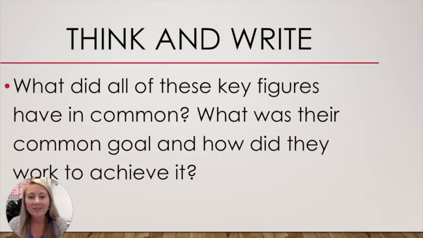Now that we've learned a little bit about 4 key figures of the American Revolution, it's time to take everything we've learned and put it together. So I have a question for you, and as soon as you hear me explain the question, you can pause the video and do your writing. And remember, write in complete sentences. Here's the question. What did all of these key figures have in common? I know that they all had different backgrounds and different contributions, but they had some main goals in common. What was their common goal, and how did they work to achieve it? I'll give you some think time, and you can start your writing.